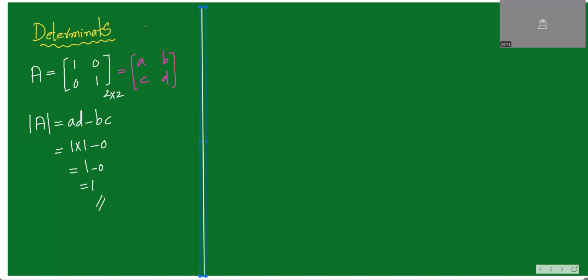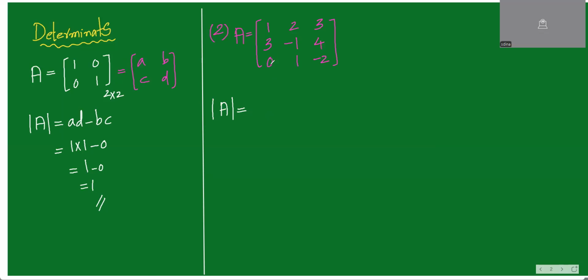Second example: suppose we have the matrix A, equal to, I'm taking 3 by 3 now: 1, 2, 3; 3, minus 1, 4; 0, 1, minus 2. Okay, now start your work. If I ask you to find the determinant, it is denoted by this modulus. Mod A and determinant of A both are the same.